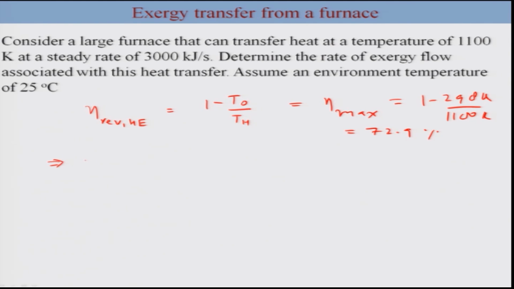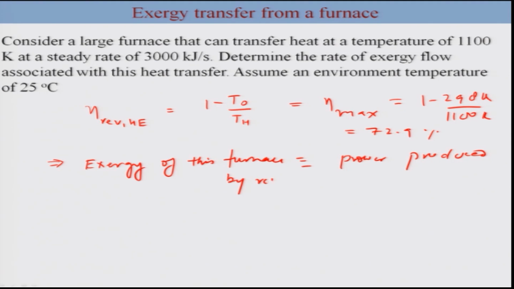Which essentially means that the exergy of this furnace is nothing but equivalent to the power produced by this particular reversible heat engine. Or Wx max is W dot reversible, which is the efficiency of this reversible heat engine multiplied by Q, and this Q is already given to us as 3000 kilojoules per second.